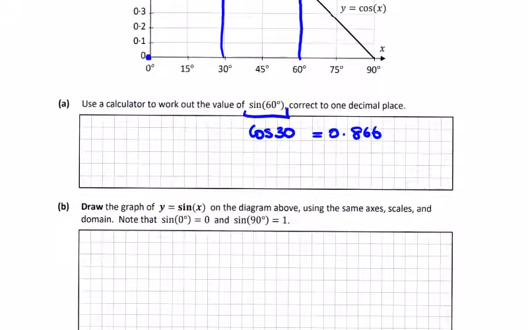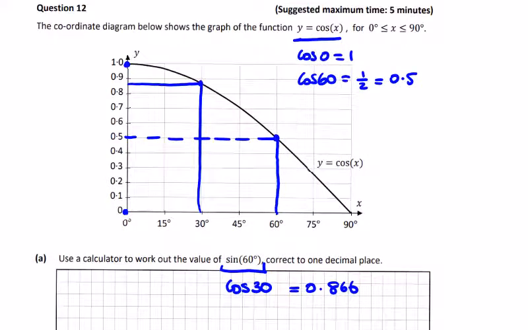So what else is in here? Draw the graph of y is equal to sine x on the diagram above using the same axes, scales and domain. Can't imagine this ever being asked at junior cert. We're told the sine of 0 is equal to 0 and the sine of 90 is equal to 1, and we actually have put a point already due to our knowledge. So the sine of 0, we'll change the colour and do it in red, is equal to 0. The sine of 90 is equal to 1, so it's up here.